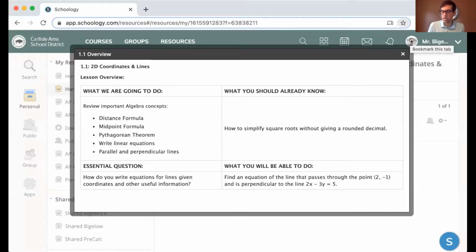Mr. Bigelow here. This is our first official lesson of the school year, lesson 1.1, 2D coordinates and lines.